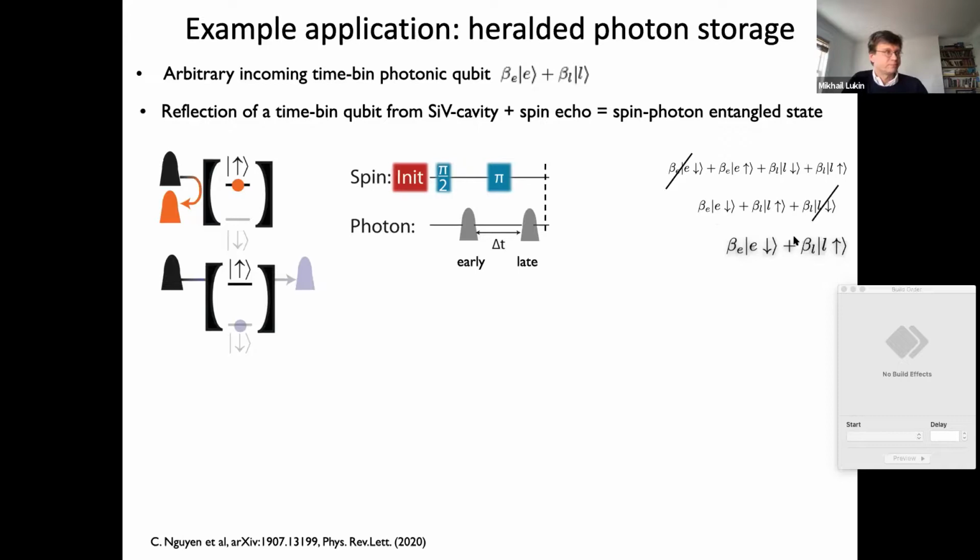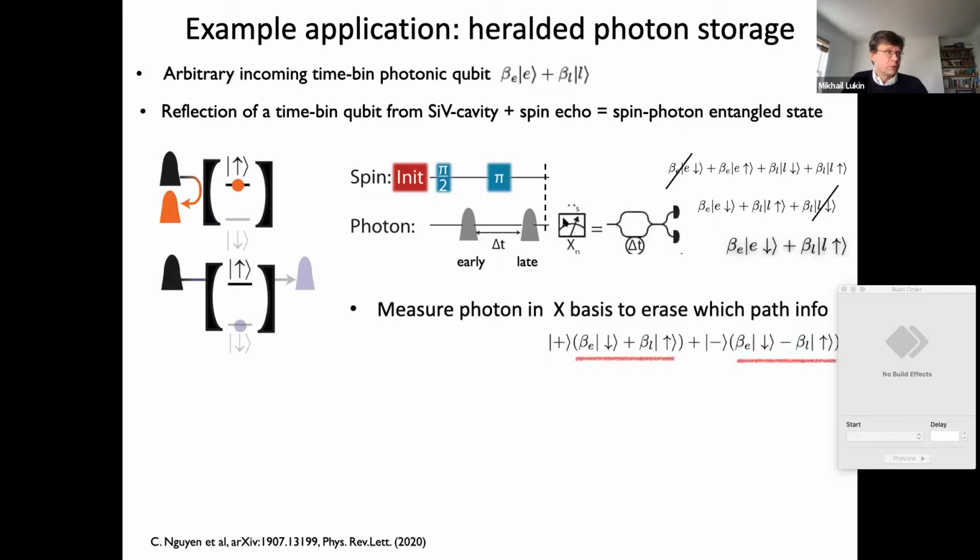To do heralded storage, what you do simply is measure this incoming photon state in the X basis. You erase information about early or late arrival. What you see immediately, in the same state rewritten here, is that if you detect one state in this X basis, then you have this state in the memory. If you have another photonic state, you have that state in the memory. So this is essentially like a teleportation procedure. You measure a photonic qubit and this measurement teleports your initial photon state into the memory.